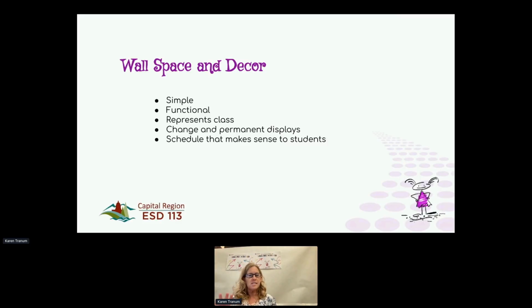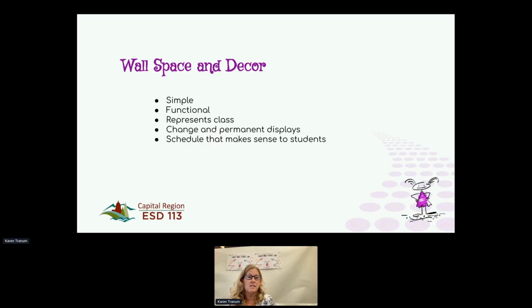You want to have some displays change and let your students know which ones those are, but some remain permanent. This sort of fills the stability that our students on the spectrum might seek out. And a schedule that makes sense to the students should always be visible. And when I say make sense, I mean a couple of things.